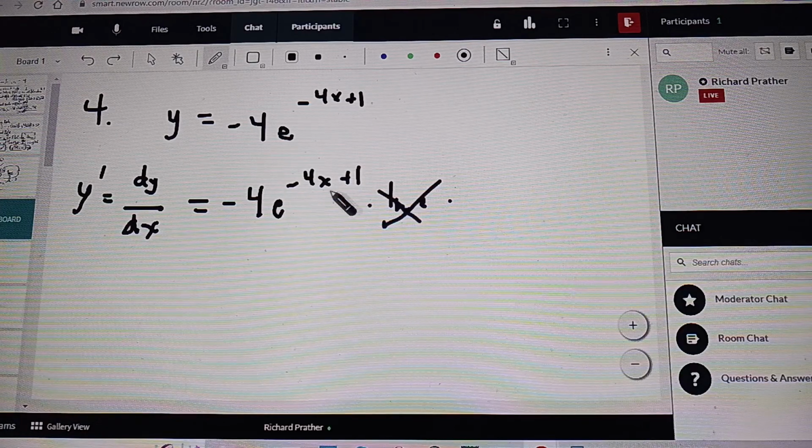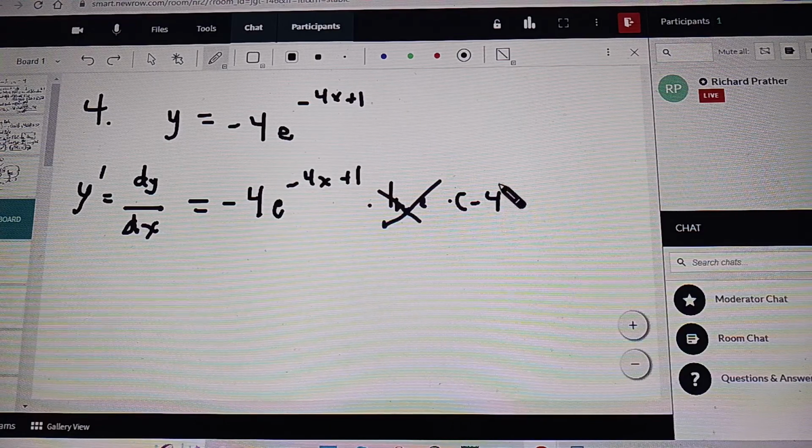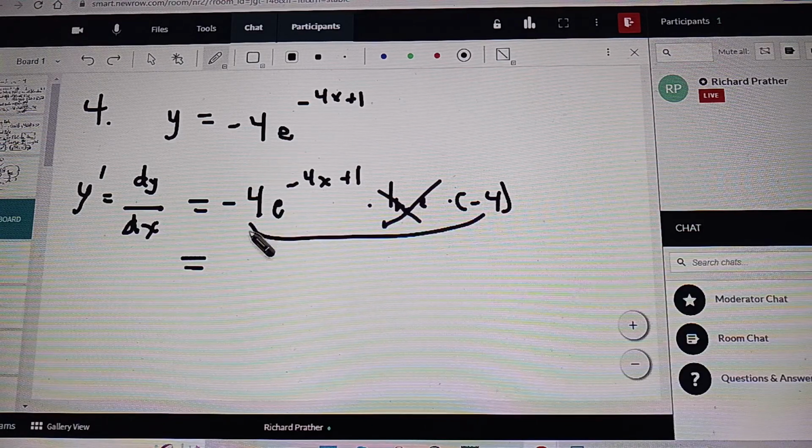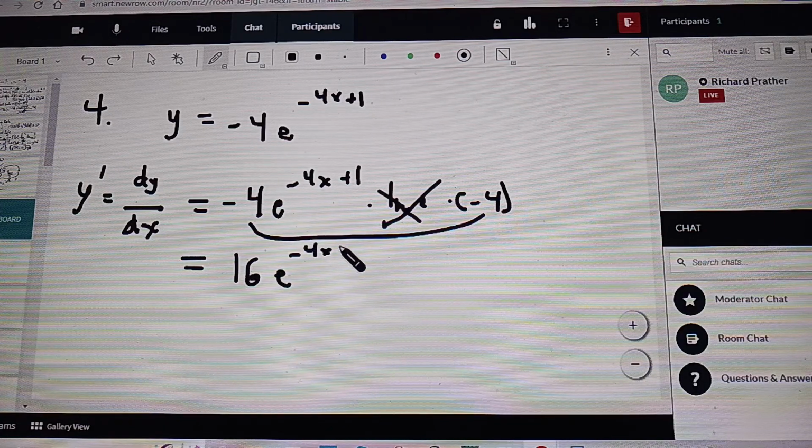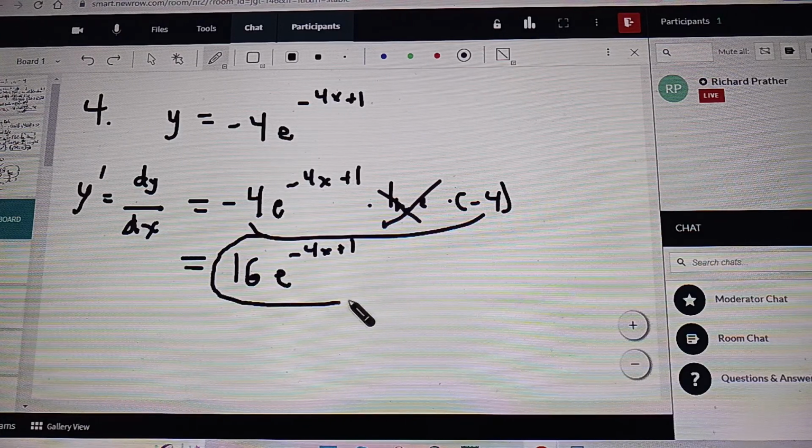This is linear still. Negative 4x plus 1 is like mx plus b. The slope of that's negative 4. So the derivative of negative 4x plus 1 is its slope in front, negative 4. And then we can actually do the negative 4 times the negative 4. That makes positive 16 e to the negative 4x plus 1.